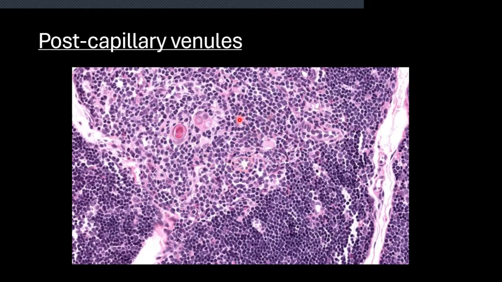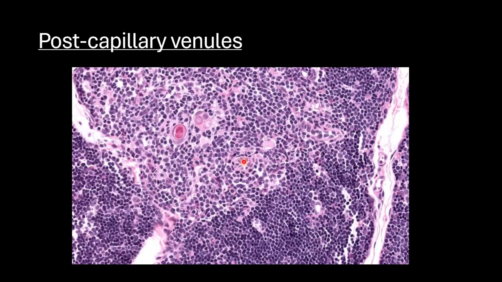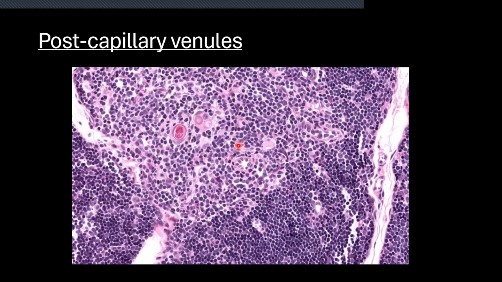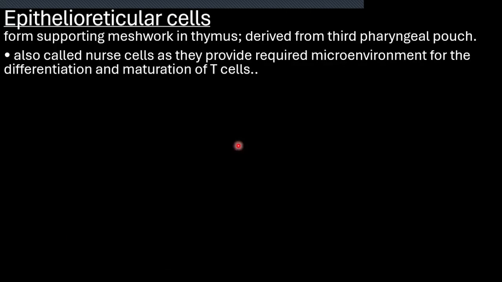Yes, once these T cells have undergone training, they give rise to what are known as naive T cells, mature naive T cells. Now that cell will exit the medulla via these post-capillary venules, and it will go and seed peripheral lymphoid organs such as the spleen and the lymph nodes. In the lymph nodes, they form the paracortex. In the spleen, they form the periarterial lymphatic sheath. So that is the histology of the thymus.